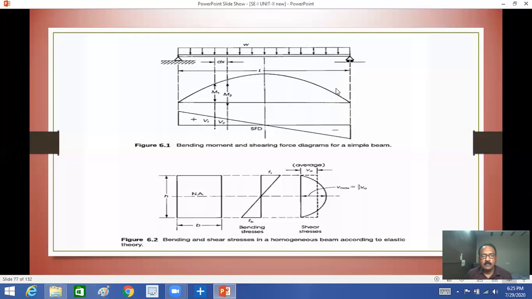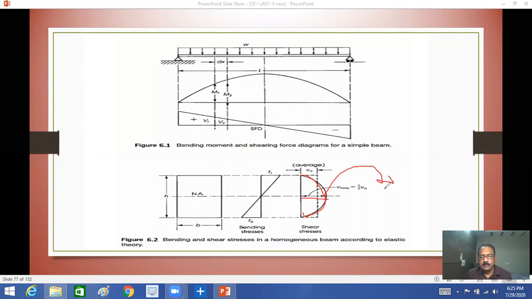This is a beam without reinforcement. If you observe, this is the important thing here. This curve will be like this. Here at the center we will have the maximum, right? That is 1.5 times the average shear stress. You have to draw this figure for shear in homogeneous beams without reinforcement.